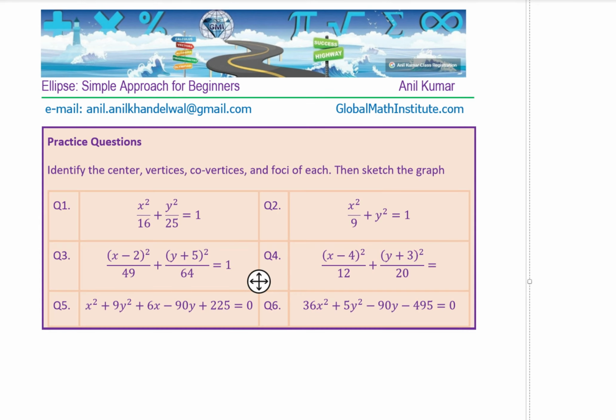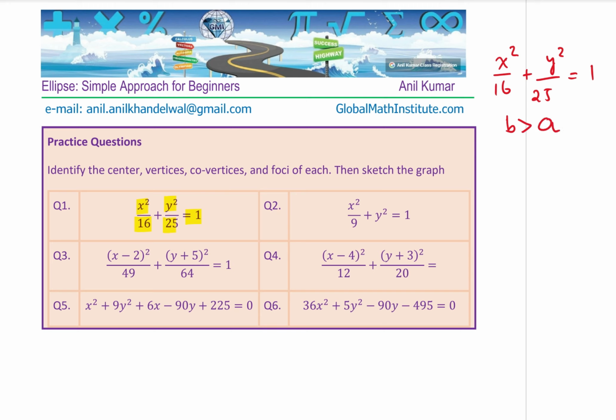We'll also have practice questions for you as shown here. So you can see these practice questions and answer them now. So for example, if I take up this particular question, how will you approach? Here we have x squared over 16 plus y squared over 25 equals 1. First thing first, which is greater? Well, b is greater than a.